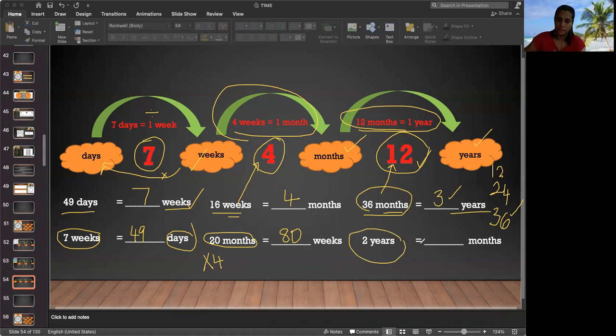What about 2 years? 2 years is how many months? Of course, the answer is right here, 24 months. For this, you need to know your times table 12. To convert weeks and months easily, you need to know your times table 4. When you're able to do this, these are simple conversions. You would be able to solve questions that require you to convert units of time. And this is just the basics.